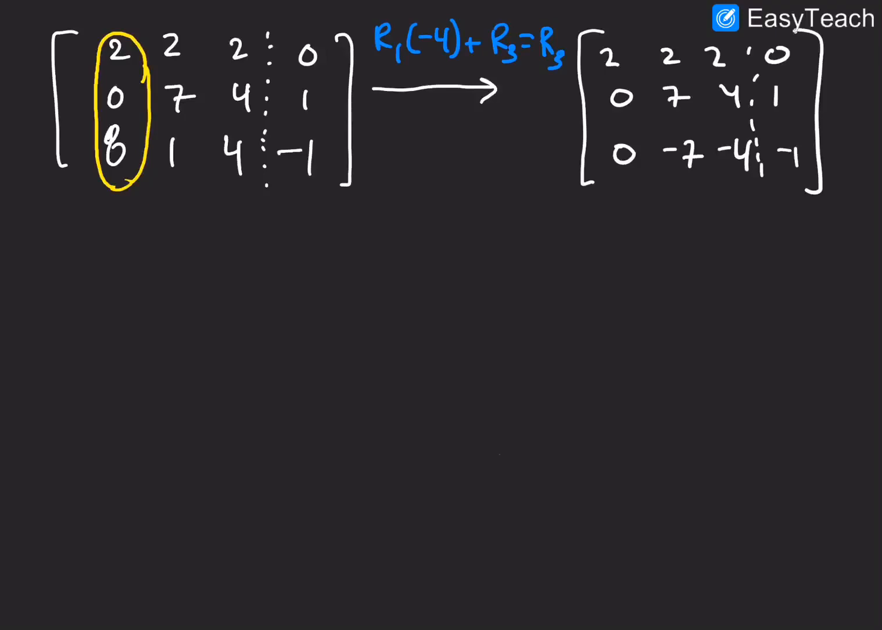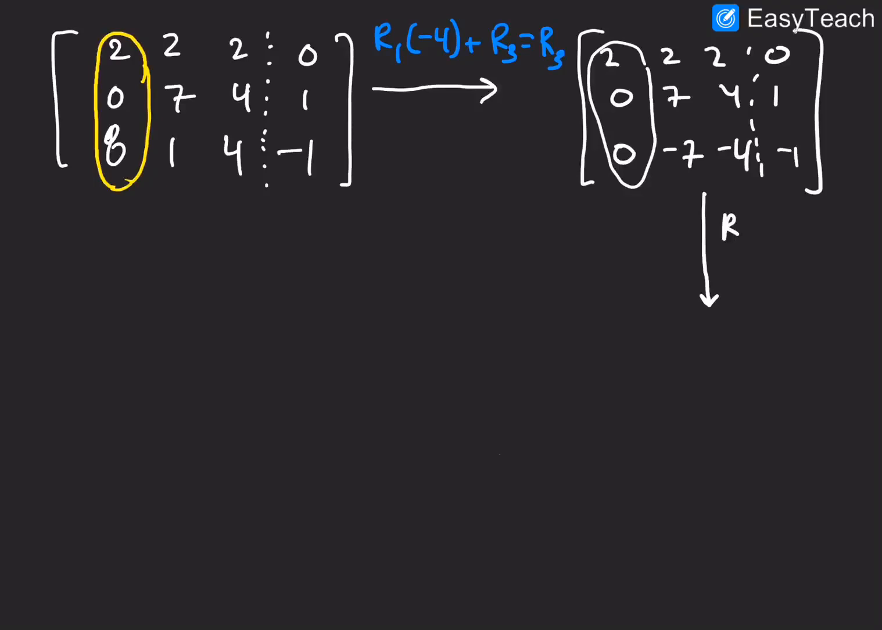Okay, so now that we have this new matrix, remember what I said, we want to focus on this first column, and we want to make it look like 1, 0, 0 coming down. So it seems pretty simple as to what I have to do to that first row to make it a 1 for the first number, right?